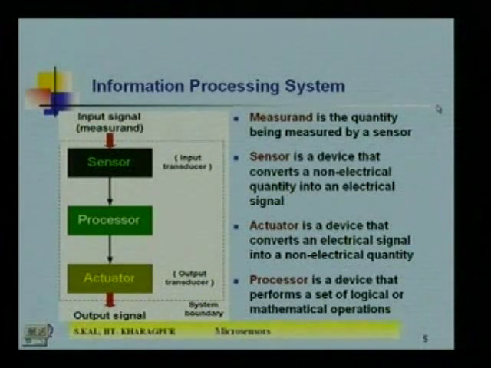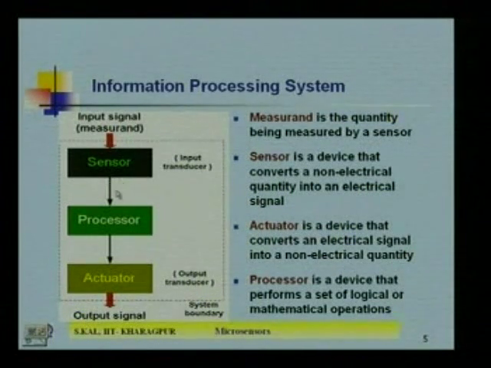So, the input signal, which is the measurand quantity, is coming to the sensor, and that is the input transducer. The sensor converts the input signal into another form which can be given to the processor, and that form of energy is to be processed by the processor. Normally the processor deals with electrical energy, so the sensor must convert non-electrical energy into electrical energy.